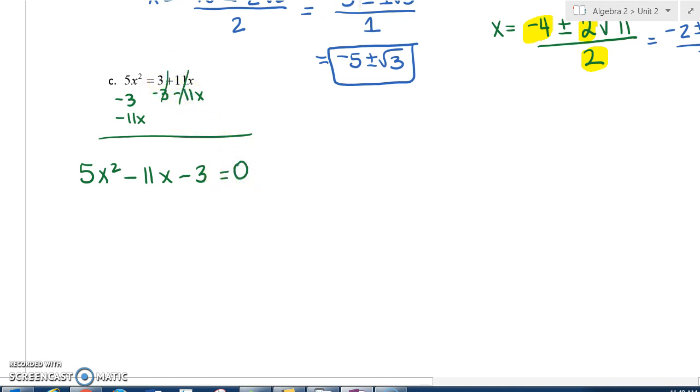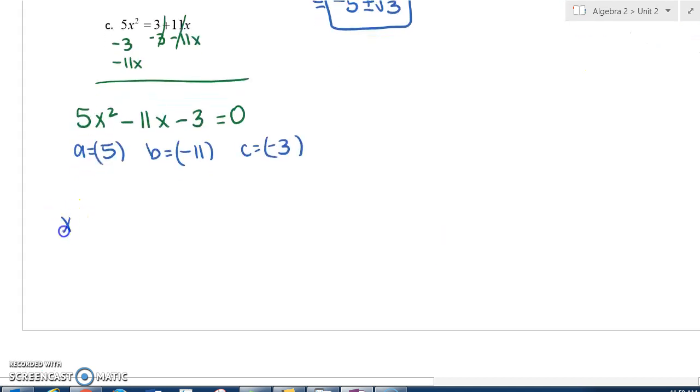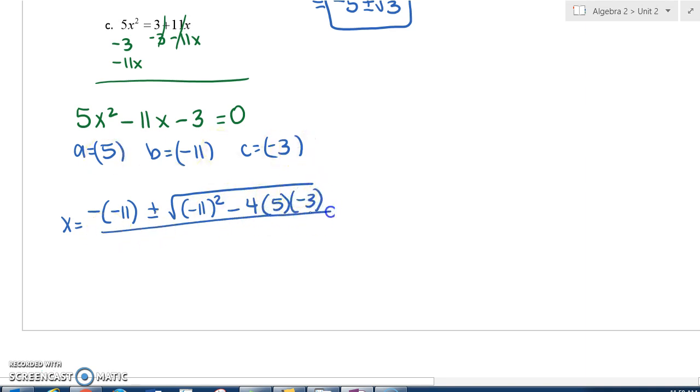Now we can go ahead and start our process by saying A equals 5, B equals negative 11, and C equals negative 3. And once again, I put all of my values inside parentheses to make sure I don't make any silly mistakes. Now let's run the quadratic formula. X equals negative B plus or minus the square root of negative 11 squared, so that's B squared, minus 4 times the A times the C. I'm just grabbing these values, divided by 2 times the A. So we have negative times negative is a positive, plus or minus square root.